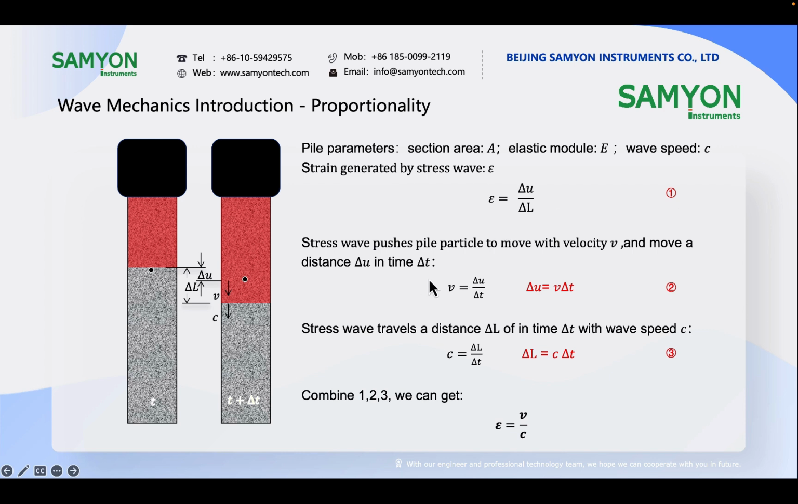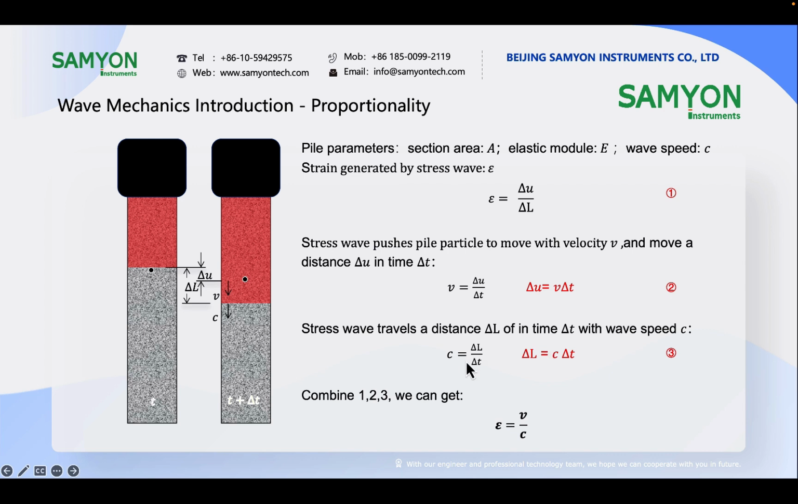And then we take a look at the particle. Particle movement velocity V. We can calculate V using delta U divided by delta T, right? This is the particle movement velocity. Then we can change it to delta U equals V times delta T. This is formula 2.